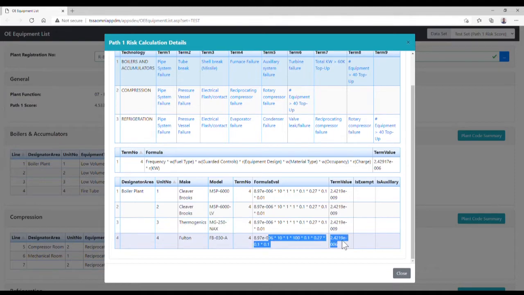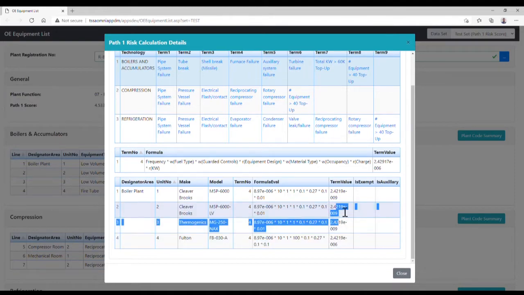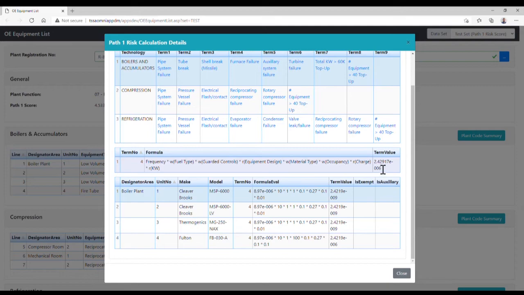So each of these is going to correspond to a term here. And all those terms are going to be summed up, and that's shown here. And so you do the same thing for all of these things, and then you would have a value for all your boilers, you'd have a value for your compressors, and a value for your refrigeration equipment, and then you add all of that up, and that would give you your total risk, take the negative log, and you would get that rating or score.